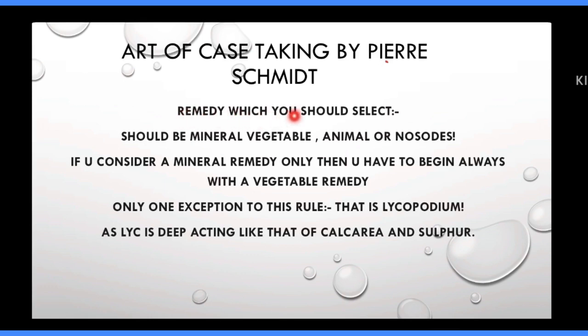So which remedy should you select? You should select a remedy from the mineral kingdom, vegetable kingdom, animal kingdom, or nosodes. If you consider a mineral remedy, first you have to begin always with a vegetable remedy. Whenever you want to give a mineral remedy, first give the vegetable remedy. Always begin a case with a vegetable remedy if it is an acute case. I will give you certain examples in the further slides.